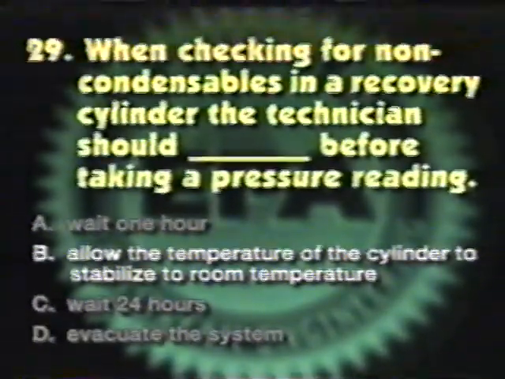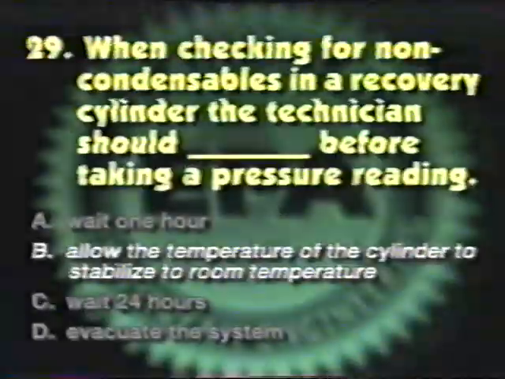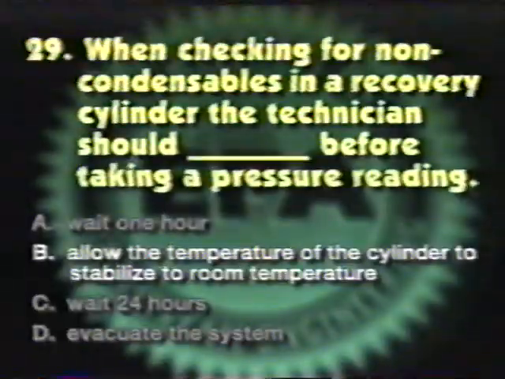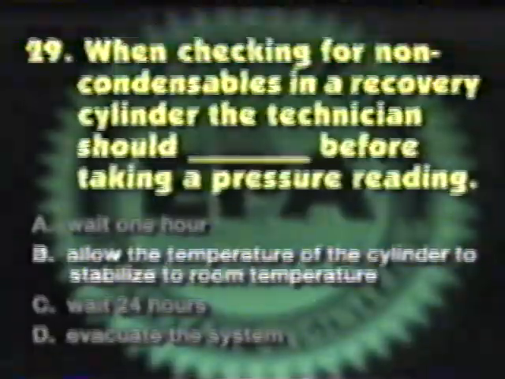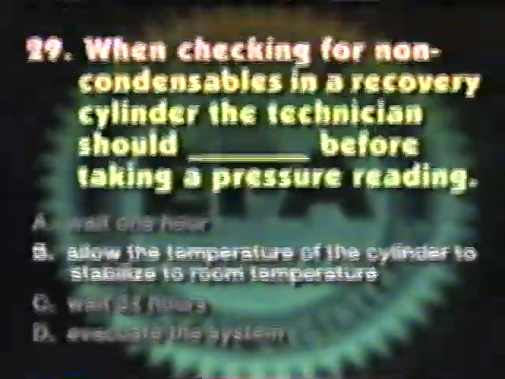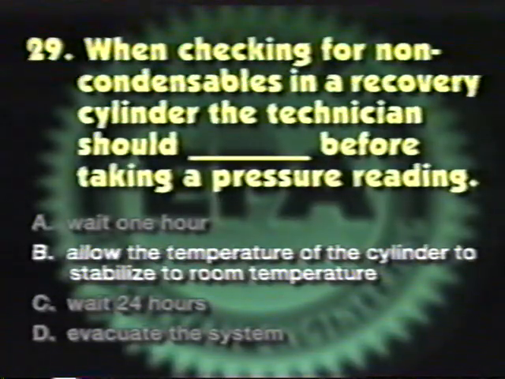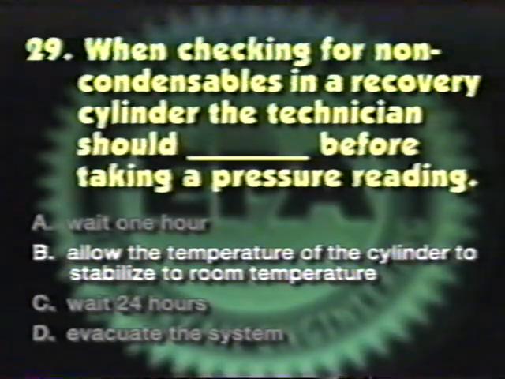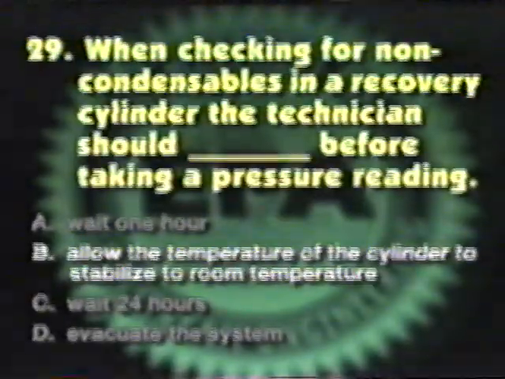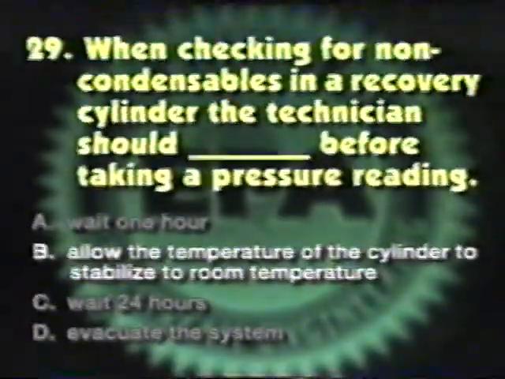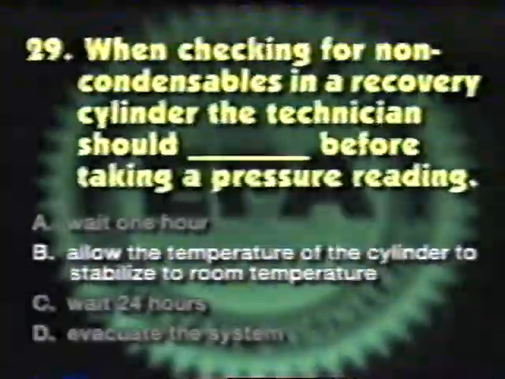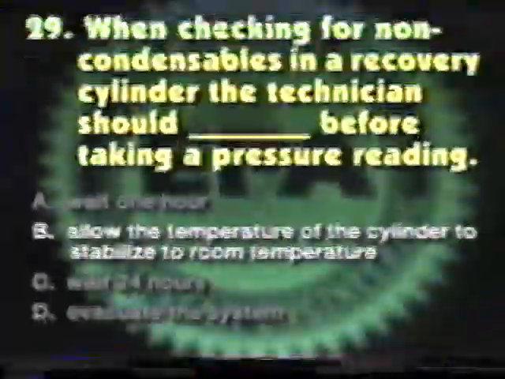The correct answer is B. When checking for non-condensables in a recovery cylinder, the technician should allow the temperature of the cylinder to stabilize to room temperature before taking a pressure reading, because comparisons to a pressure temperature chart are only valid if both the pressure and temperature of the refrigerant are stable and known.